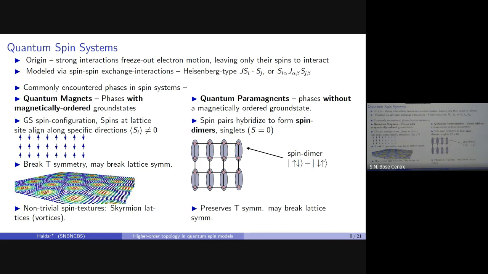The distinguishing feature of quantum paramagnets as opposed to quantum magnets is that quantum paramagnets preserve time reversal symmetry, but may also break lattice translation symmetry. So magnets break time reversal symmetry, and paramagnets preserve time reversal symmetry because the net spin is zero; here the net spin is not. There are actually even more phases that you can get, notably a spin liquid phase, which I'm not going to discuss.